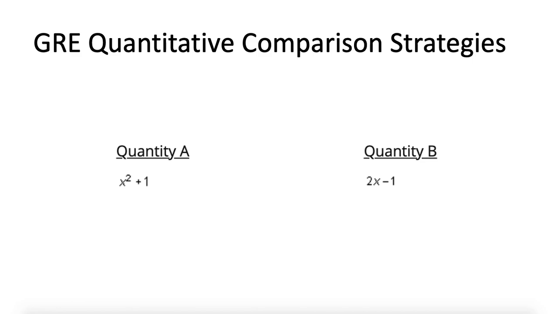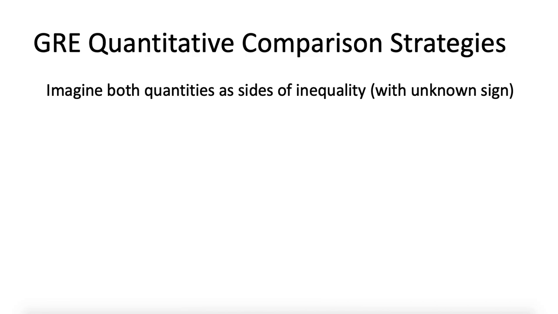Now let's see one more question. In the last question we had some question stem that w is greater than 1, but in this we have just two quantities, x square plus 1 and 2x minus 1. Now let's again think a bit about it and just pause for a second and try to solve it on your own. Okay. Now let's solve this. Again I am treating these two quantities as two sides of inequality, and I don't know what the sign in between is.